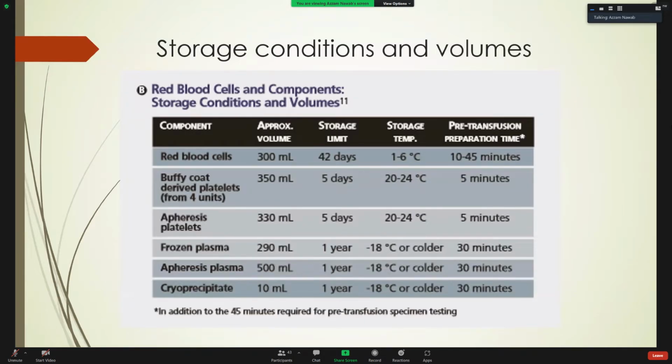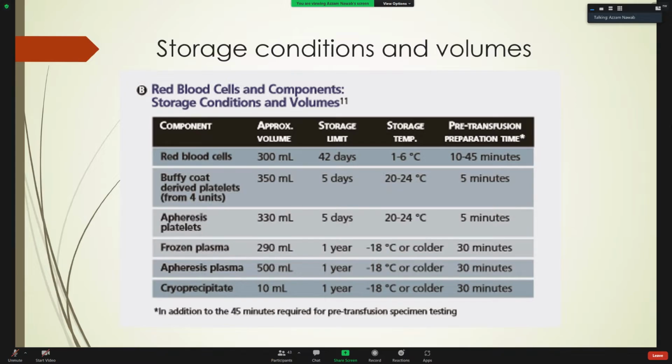Okay, storage, concentration, condition, and volumes. Most of them are stored in the fridge, except for platelets, which are stored at room temperature. Red blood cells are stored for 42 days at a temperature of 1 to 6 degrees. Platelets are stored for about 5 days at regular temperature, 20 to 24, even apheresis platelets, 20 to 24.